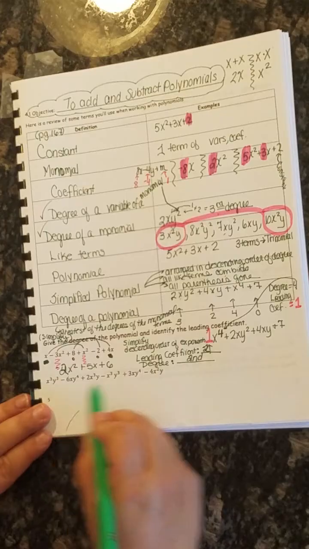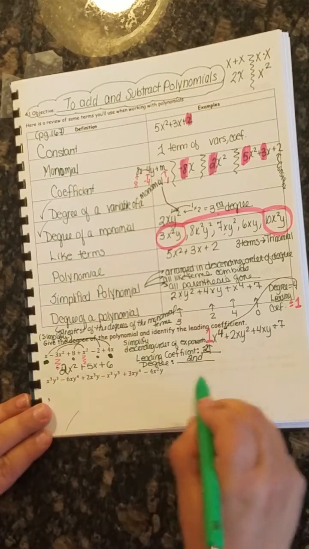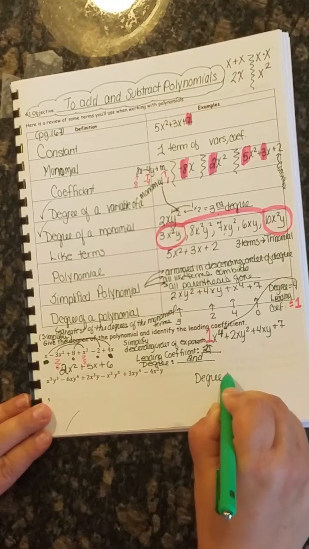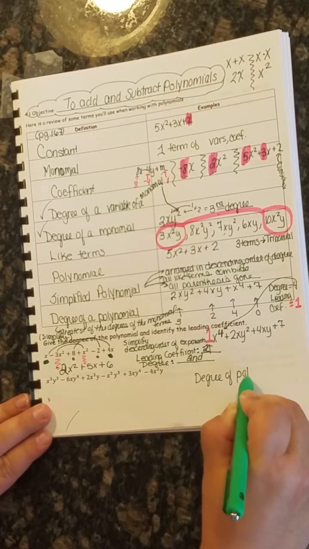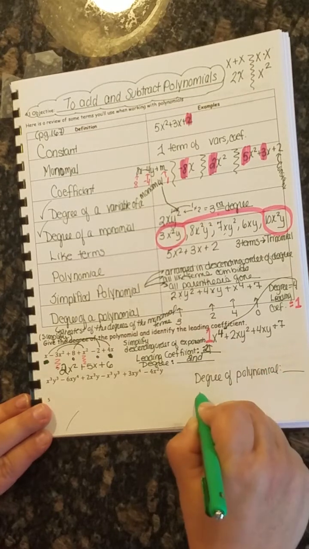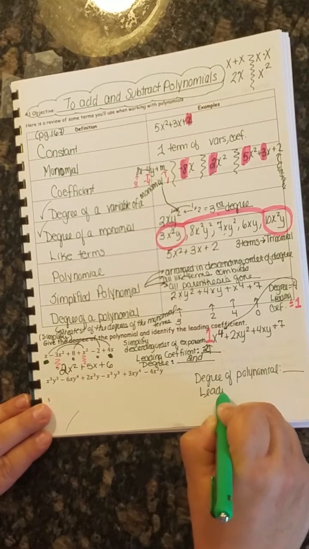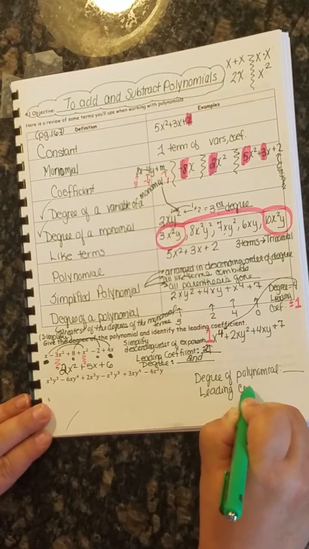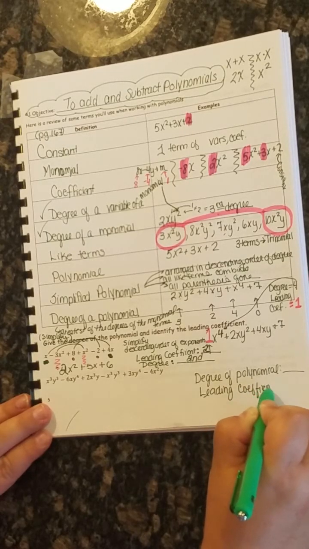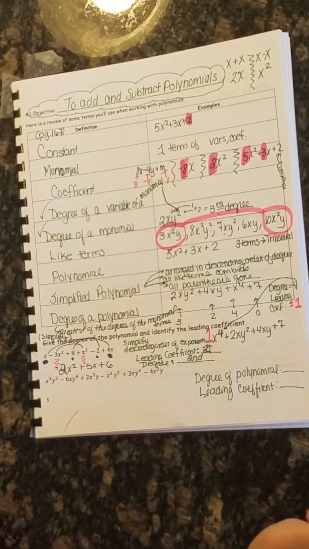See if there's any like terms here. You do that. So you simplify that and then give me the degree. You can turn off your camera. And then you can give me the leading degree, leading coefficient. So turn off your camera, add them together. Put them in descending order of the exponent and then go ahead and answer that question. Okay.